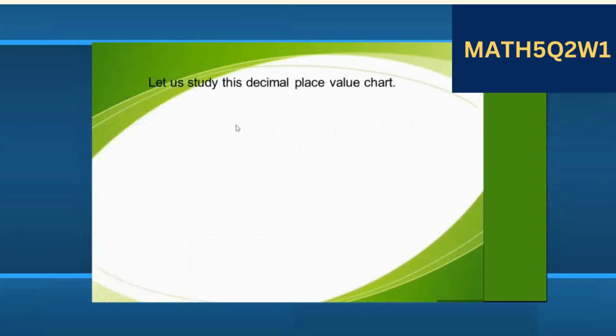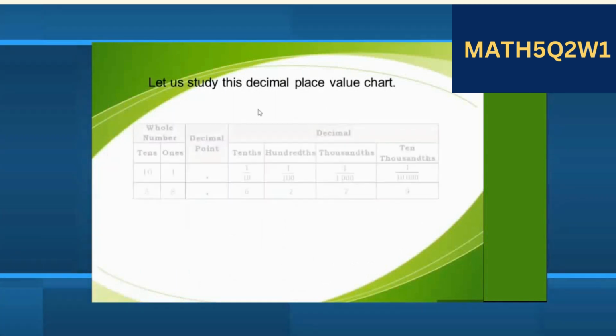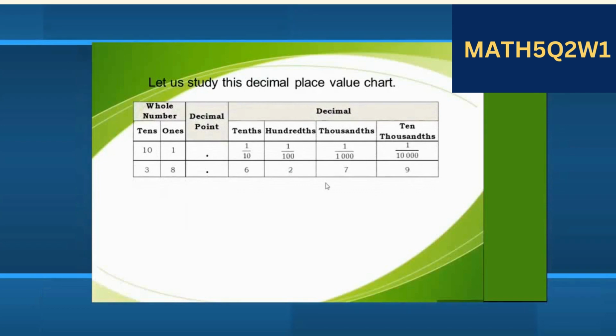Now, let us study this decimal place value chart. Now, look closely at the decimal place value chart. Now, what are the different place values of decimals? Yes, you're correct. These are tenths, hundredths, thousandths, and 10 thousandths.